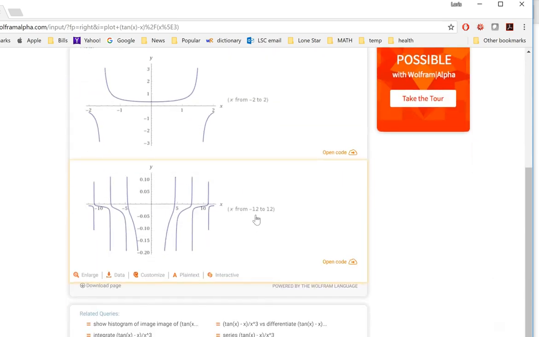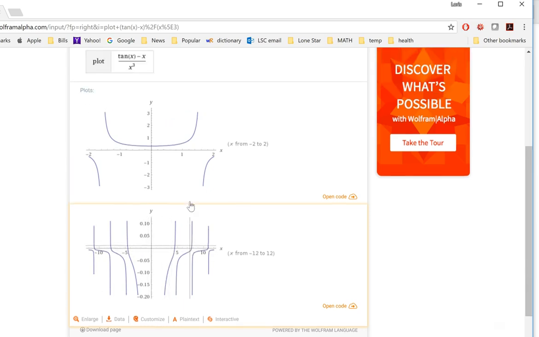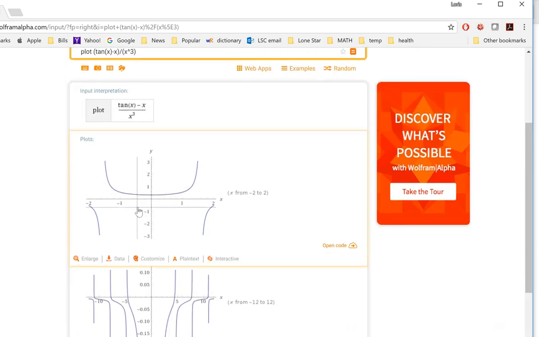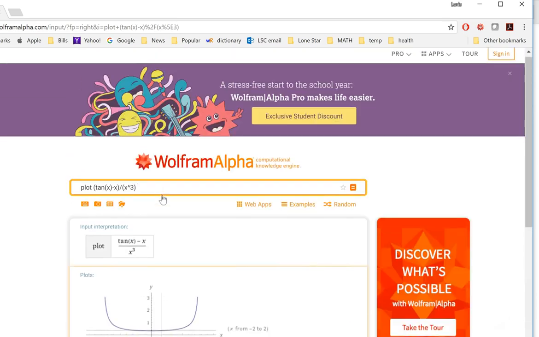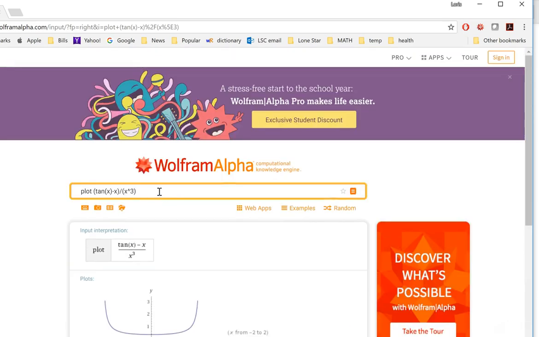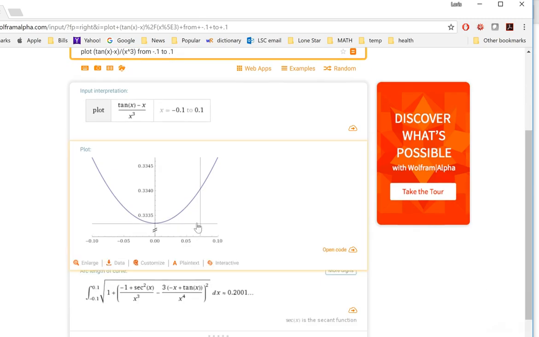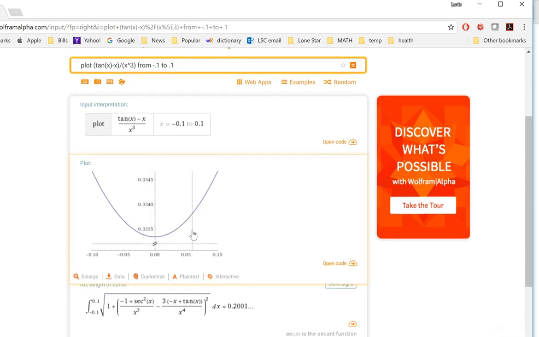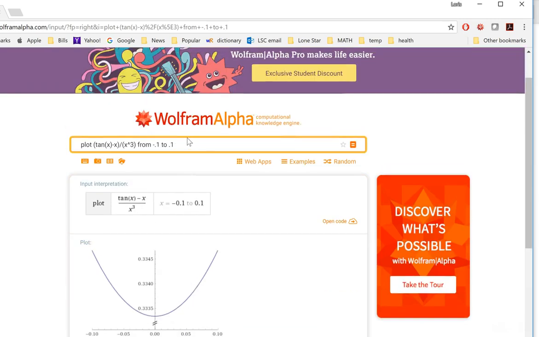But if you look from -12 to 12, you don't know what it is. So you got to zoom in. So you zoom in, and you're like, well, I don't really know what that is. So maybe you zoom in a little more. So what I'm going to do is I'm going to say from -0.1 to 0.1. Let's see what that is. And it's going to graph it. Ah, here we go. So it looks like it's about 0.3 something.